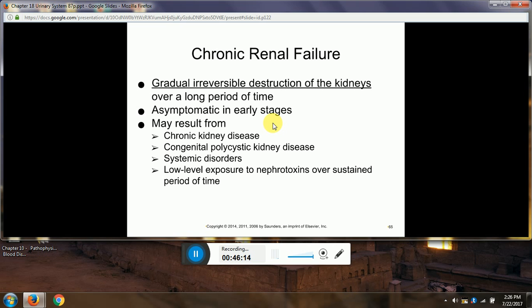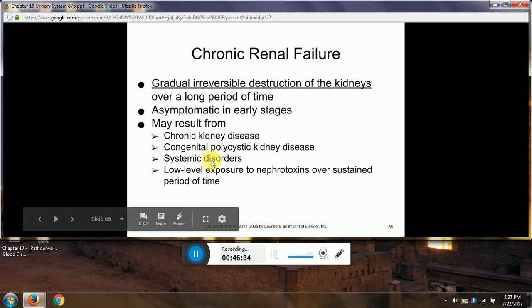Chronic renal failure, on the other hand, is a very gradual, irreversible destruction of the kidneys. It takes a longer period of time to happen, and in the early stages it is asymptomatic because they have plenty of reserved kidney tissue. It could result from chronic renal disease, congenital polycystic kidney, systemic disorders, or low level exposure to nephrotoxins over a longer period of time.